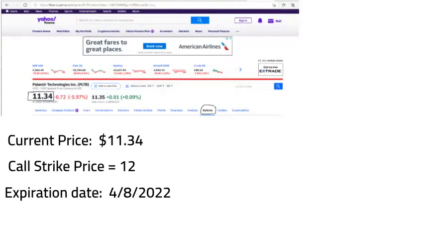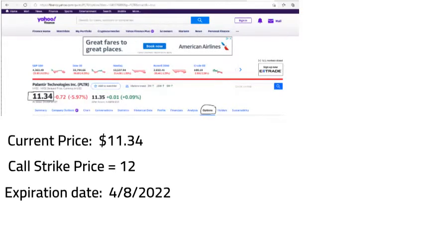Now let's get to the good stuff, shall we? How to see the payoffs and the profits. Putting this into practice. We're now in March of 2022. I'm going to search PLTR for Palantir. This is a company. The current price is $11.34. I'll say we think it'll be higher and want to investigate call options. Let's start by analyzing a call option with a strike price of $12 expiring in April 2022.